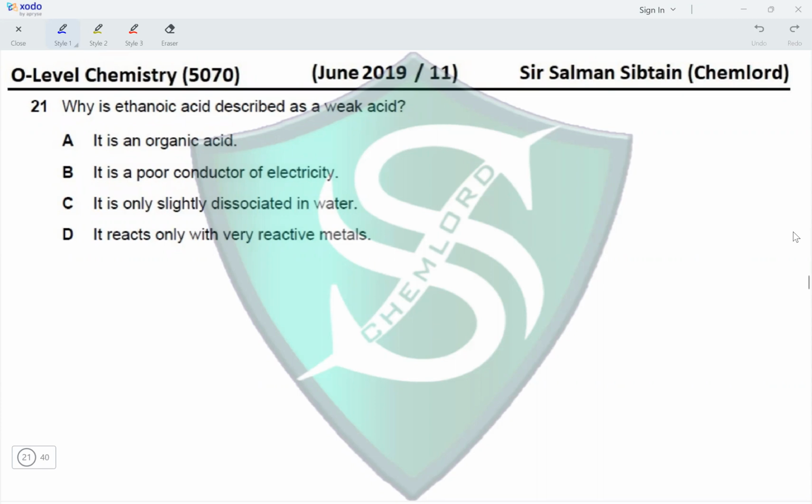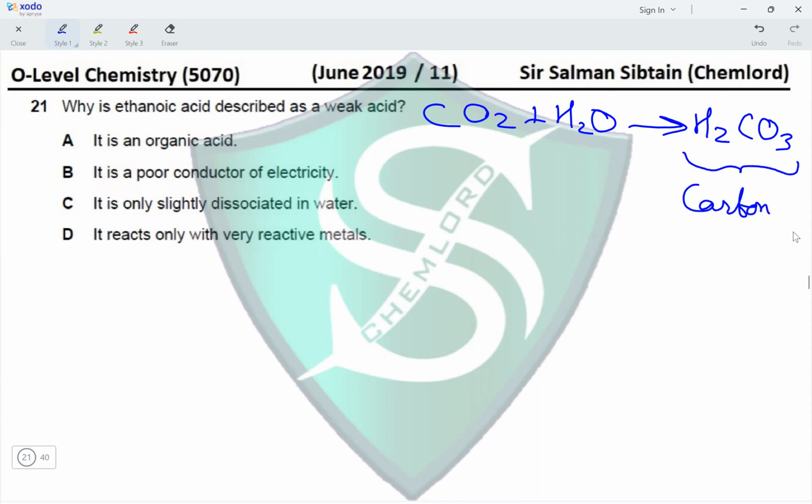No, weak acids can be inorganic acids as well, like CO2. When it dissolves in water, it forms a very weak acid, which has a formula of H2CO3, and this is known as carbonic acid. So organic acids are not the only weak acids that are there.